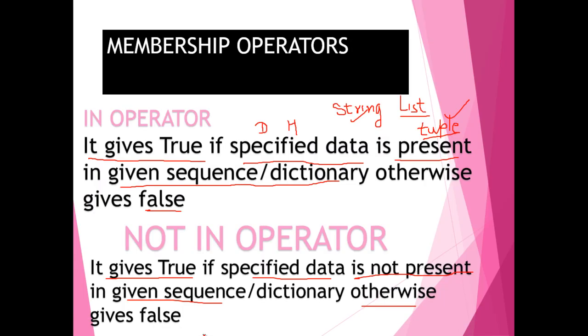So these are the operators we have discussed. Till now we have discussed three tokens. The first token is keywords, the second token we have discussed is identifiers, and the third token which we have discussed is operators. In the next lecture we are going to discuss the rest of the tokens.